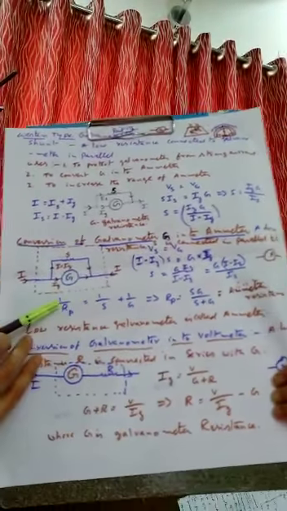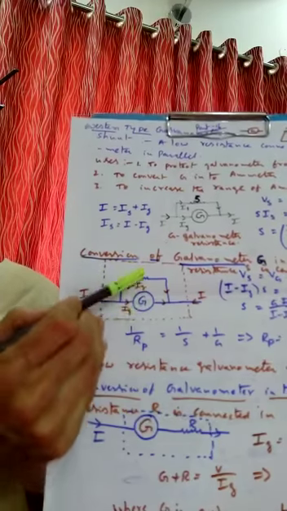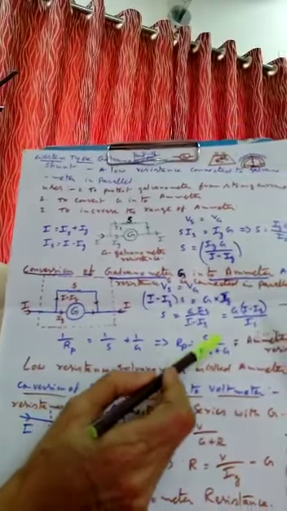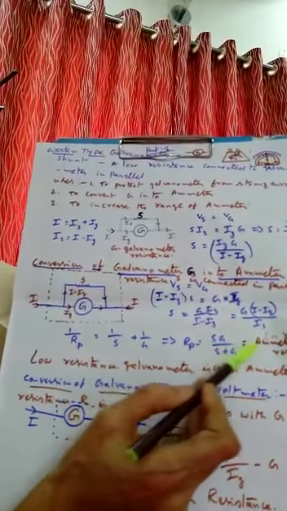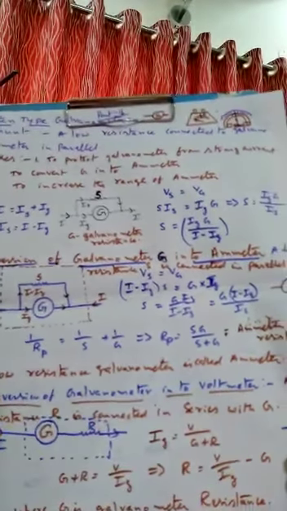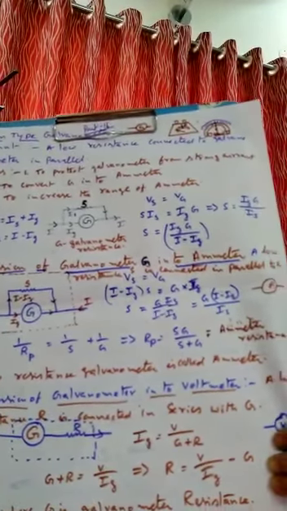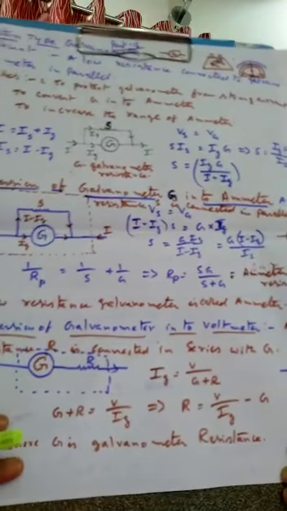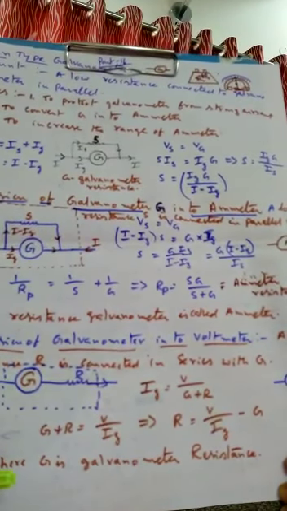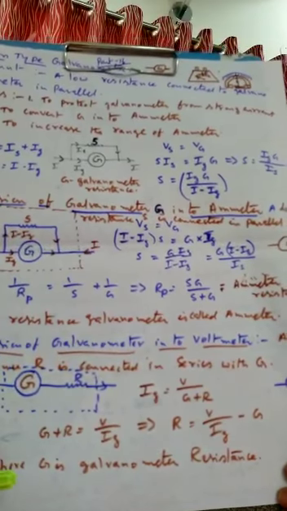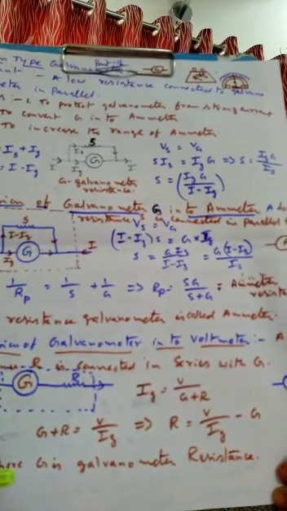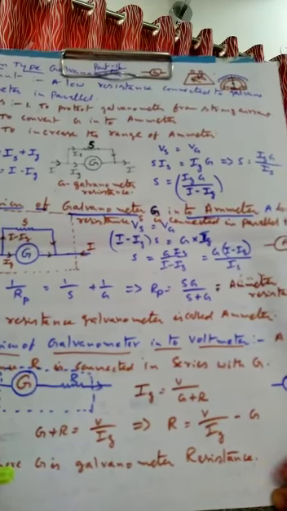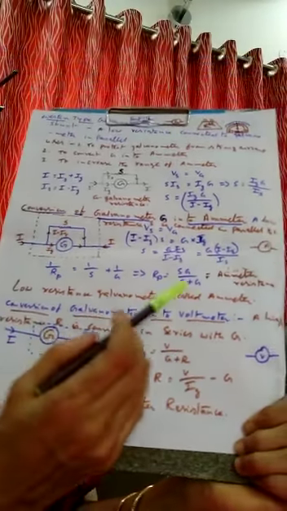What is the effective resistance of the ammeter? It is connected in parallel, so 1 by Rp is equal to 1 by S plus 1 by G, or Rp is equal to SG by S plus G. This is called the ammeter resistance. An ammeter is nothing but a low resistance galvanometer. What is an ideal ammeter? A question may be asked. Whose effective resistance is 0, approaching 0, very less. An ideal ammeter is a very low resistance galvanometer whose effective resistance is 0.